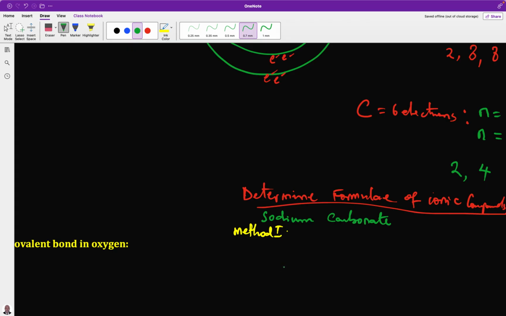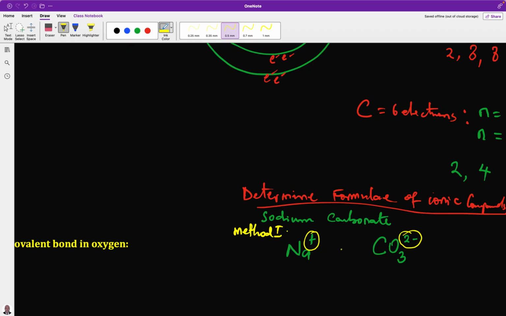The first thing, step number one, we write the ions involved. We have sodium, and we have the polyatomic ion, which is the carbonate. Step number two, identify the ions. Which are the ions? These are the ions, and these are the ions.